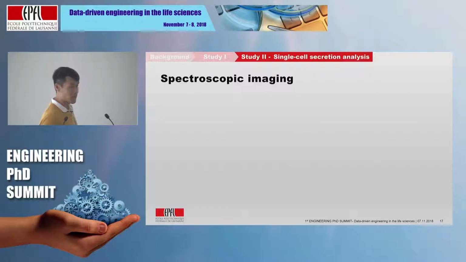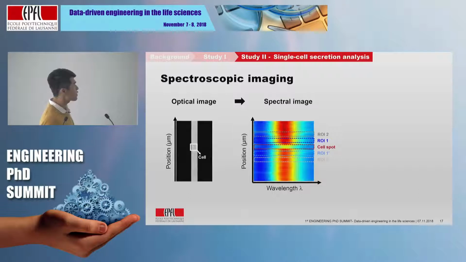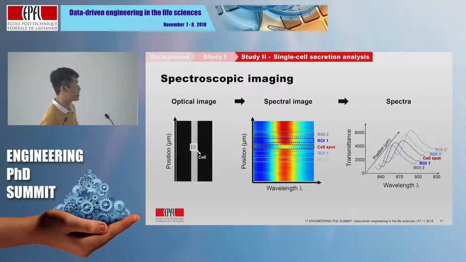And then we put them in our spectroscopic imaging setup. First, we get an optical image, where we can zoom into one single cell along this line, and we transform it to the spectral image. And at the location where the cell resides, we can see a very specific fingerprint on the spectral image. And then on this image, we can define different regions of interest on the cell or some distance away from the cells. From each region of interest, we extract the spectrum for our detection.